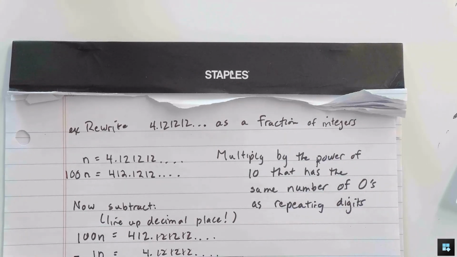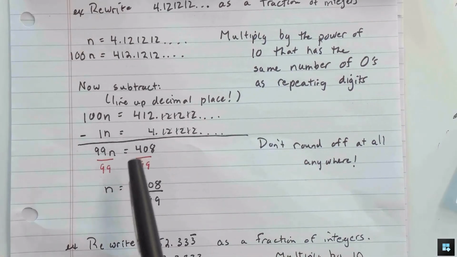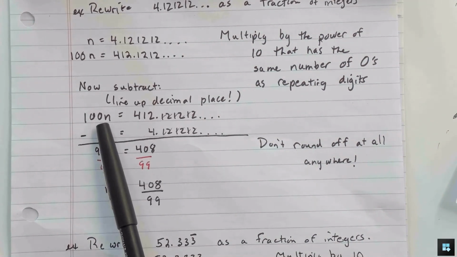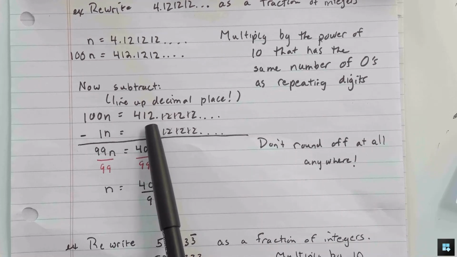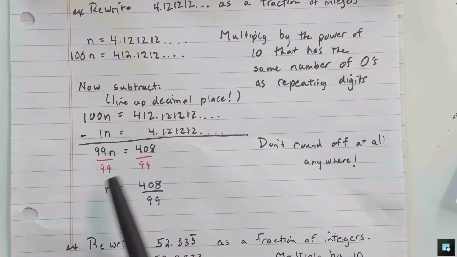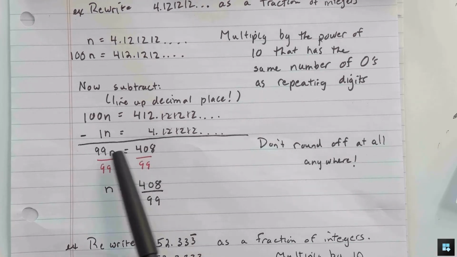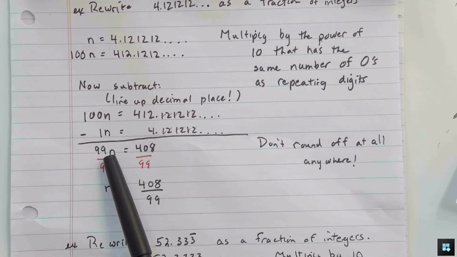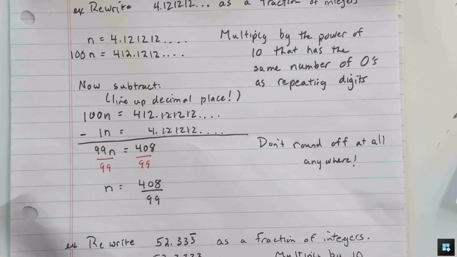So we do a little bit of algebra. We take 100 times the number, and then line up the 100n minus the 1n. And when you subtract, you get 408 on this side and 99n on this side. So once you have the 99n equals the 408, then you divide out the 99 and get 408 over 99. Does anybody have any questions? So it is 408 over 100? It is, yes.